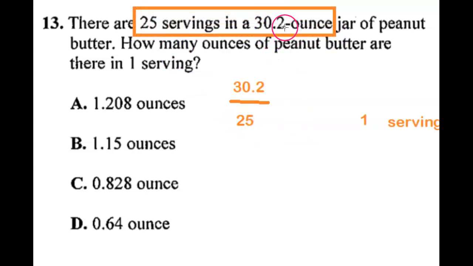I'm getting that data from right here, right? For every 30.2 ounces, there's 25 servings. But we want to know how much it is for 1 serving. So that means we need to divide by 25 to get 1. So if I divide by 25 here, that means I need to divide the top by 25 too. And then I'll get how many ounces it is per 1 serving, because that's what it wants to find out. So once you do 30.2 divided by 25, you'll have your answer. It'll go right here.